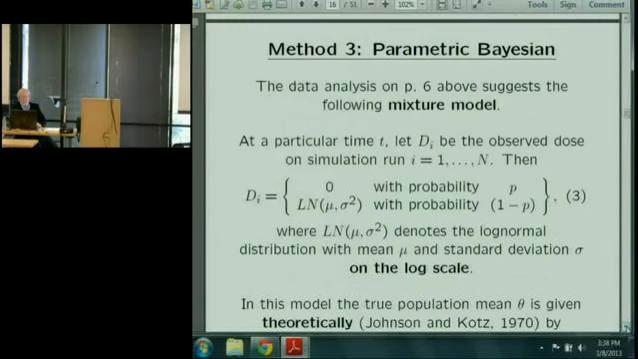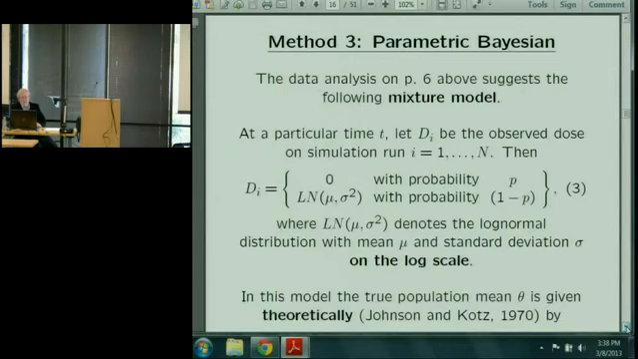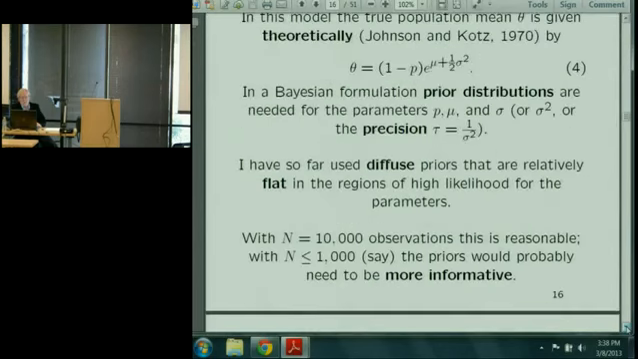I tried parametric Bayesian methods by fitting log normal models. And there's some details here that I won't dwell upon for you because I want to get to other topics.